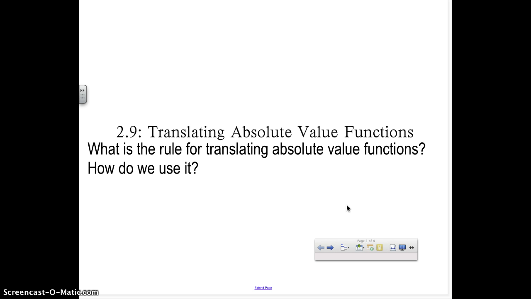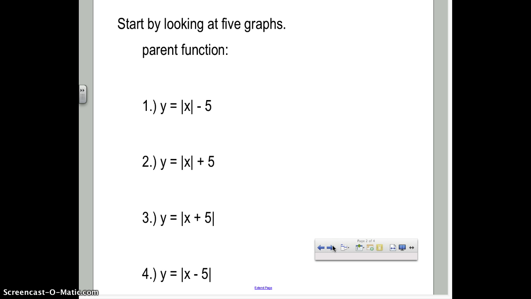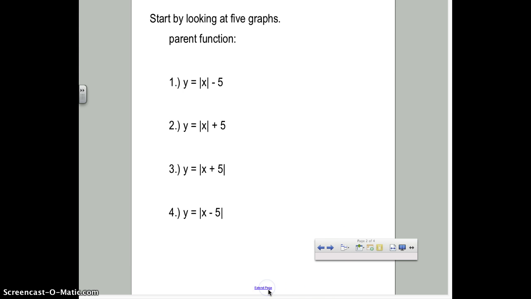This translation stuff is new, and so we need a rule for how we do it, and then we need to talk a little bit about how we use it. Okay? In order to do this, I want to look at 5 graphs. Of course, they don't all show up. So I want to be able to look at 5 graphs up here and talk about them.